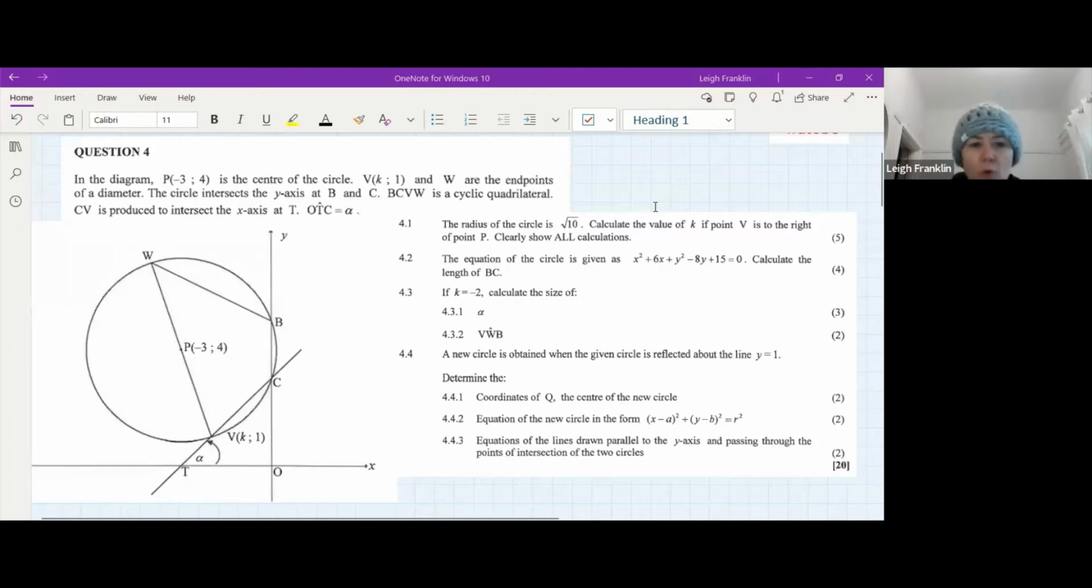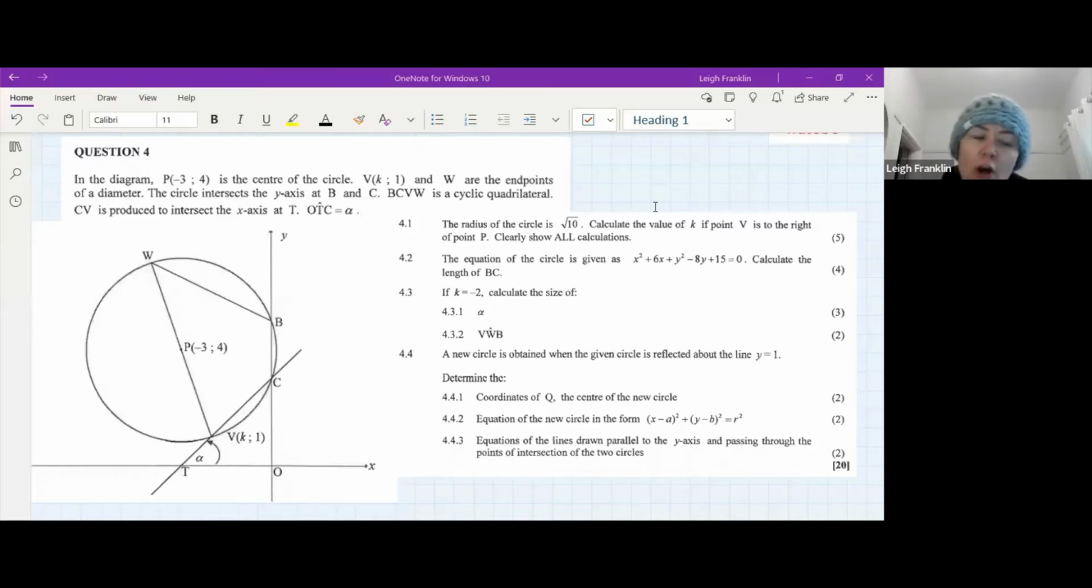So question number 4. P is the center of the circle at the coordinates -3 and 4. It's a point in the second quadrant. V is a point on the circle, as is W. They've given us the coordinates of V being K and 1. So the X coordinate is missing, but the Y coordinate is 1. They've also told us that the circle intersects the Y-axis at B and C. So those are Y-intercepts.